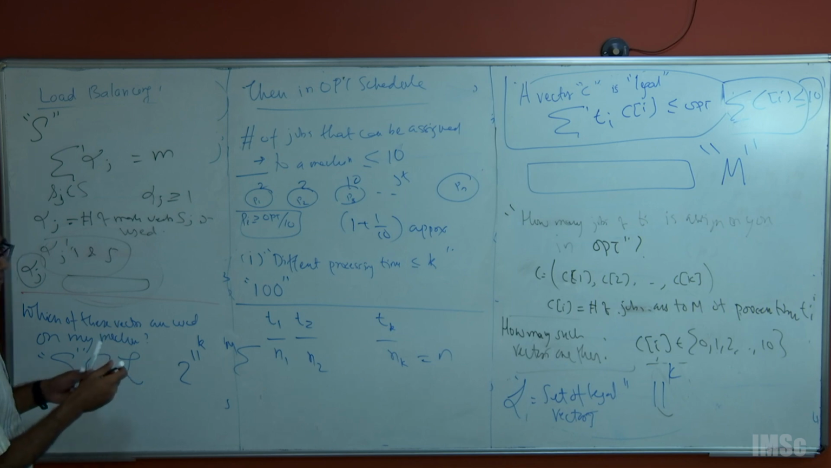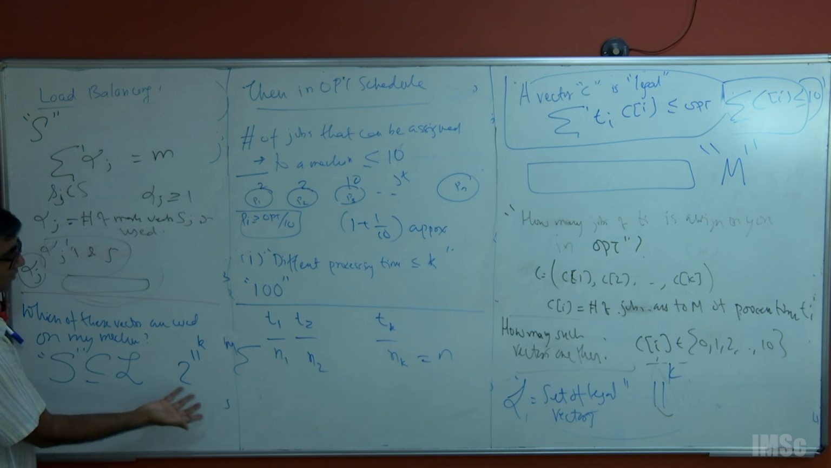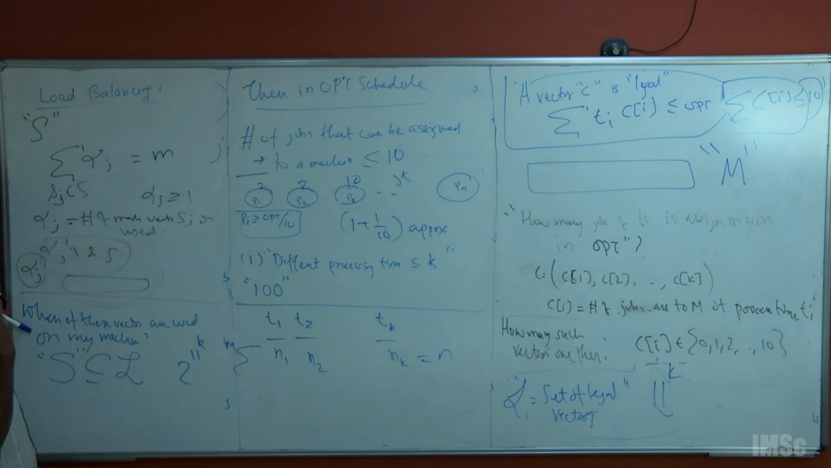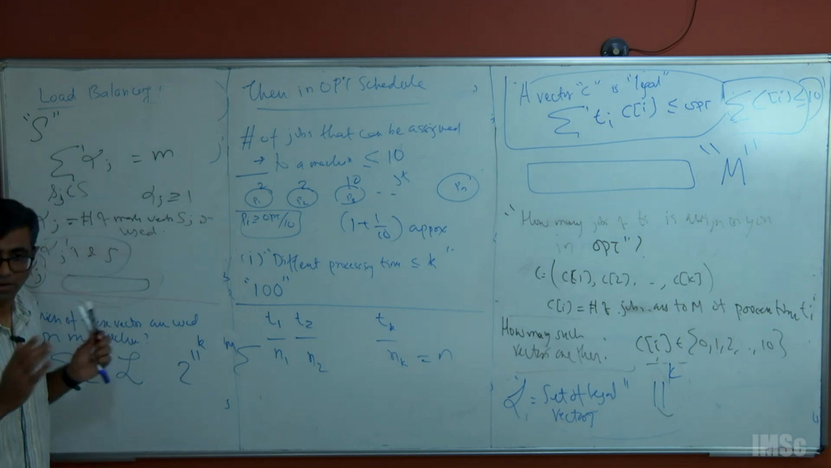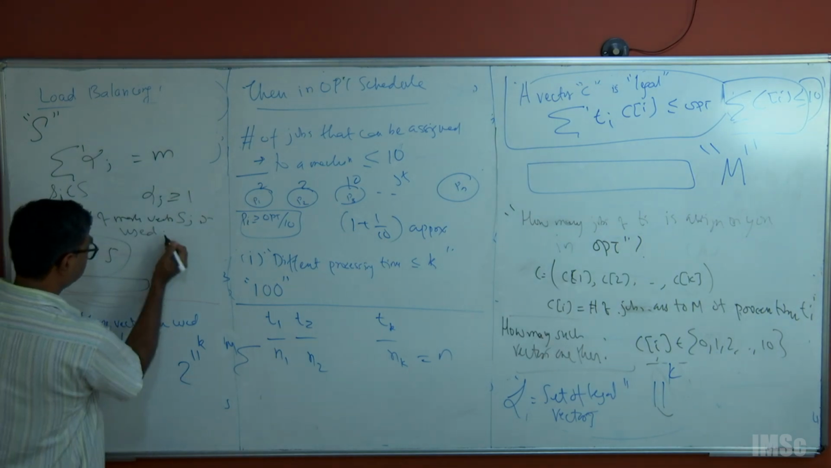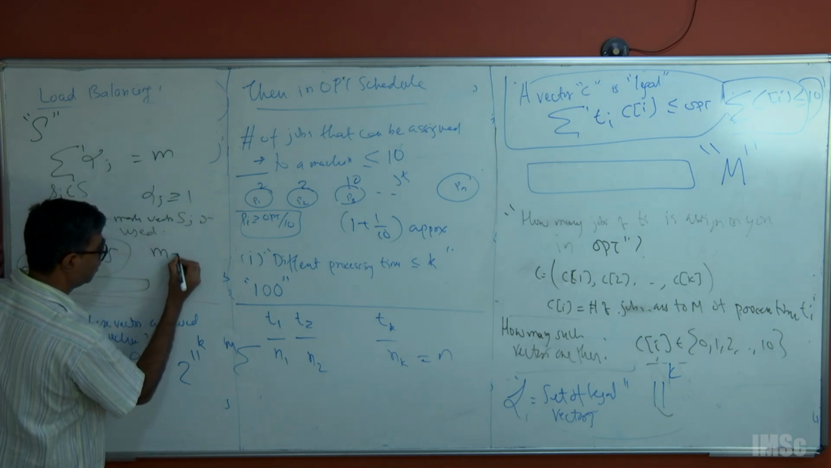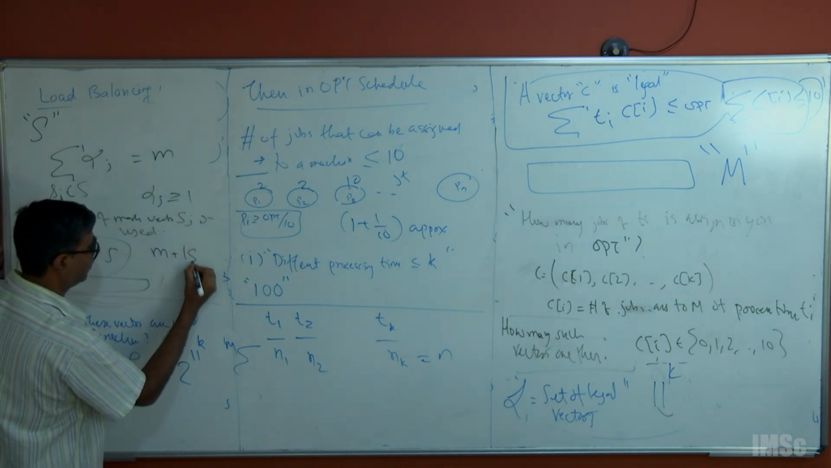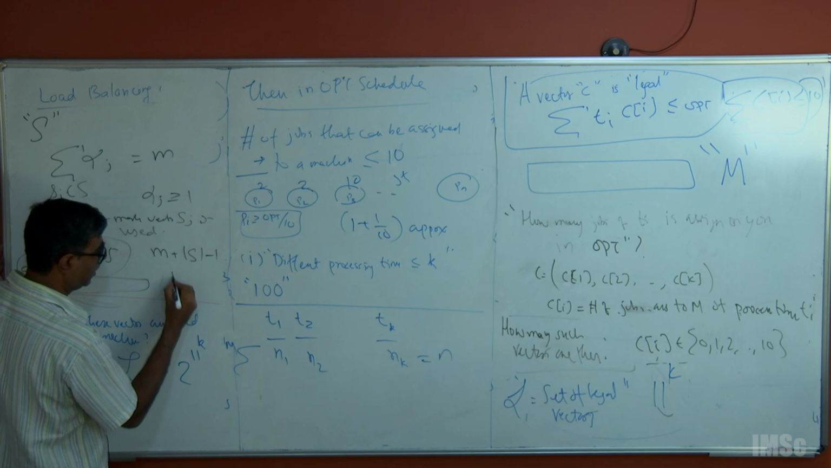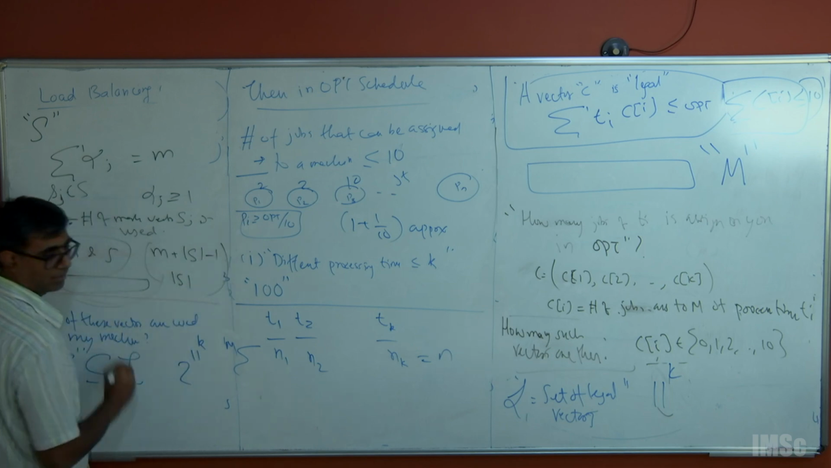But the size of S will matter, right? That is at most 11 power k. How does it matter? For me, that is a constant. I don't care. So this will be m plus size of S minus 1, choose size of S. Is this fine?